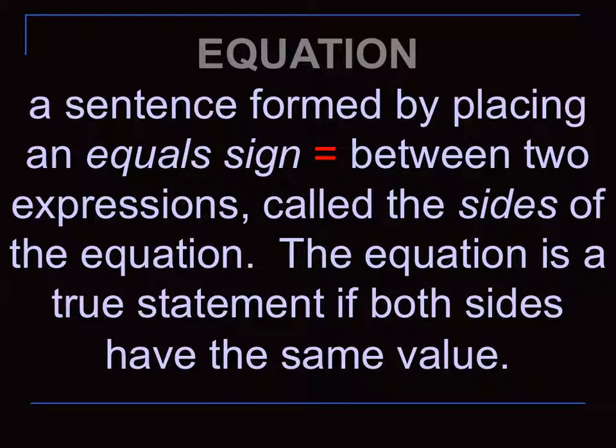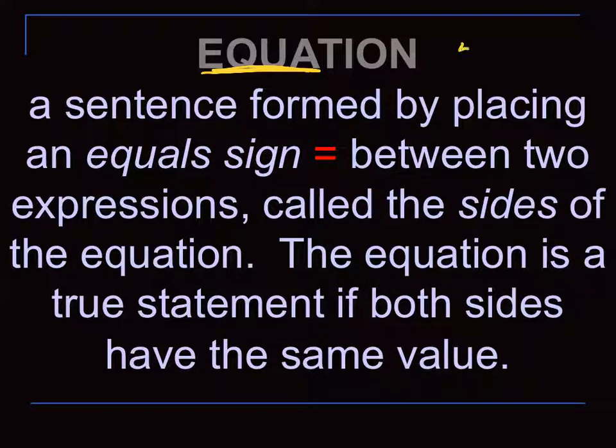An equation. The key thing to note here is an equation, this part right here, kind of looks like the word equal, and that's what we're looking at. An equation has an equal sign in it. That's how you're going to represent it. In all your math classes, when you hear an equation, it means something with an equal sign in it. It's a sentence formed by placing an equal sign between two expressions, called the sides. Like when you're doing algebra and you add 3 to each side, it means the left side of the equal sign and the right side of the equal sign. We call those sides. The equation is a true statement if both sides have the same value.